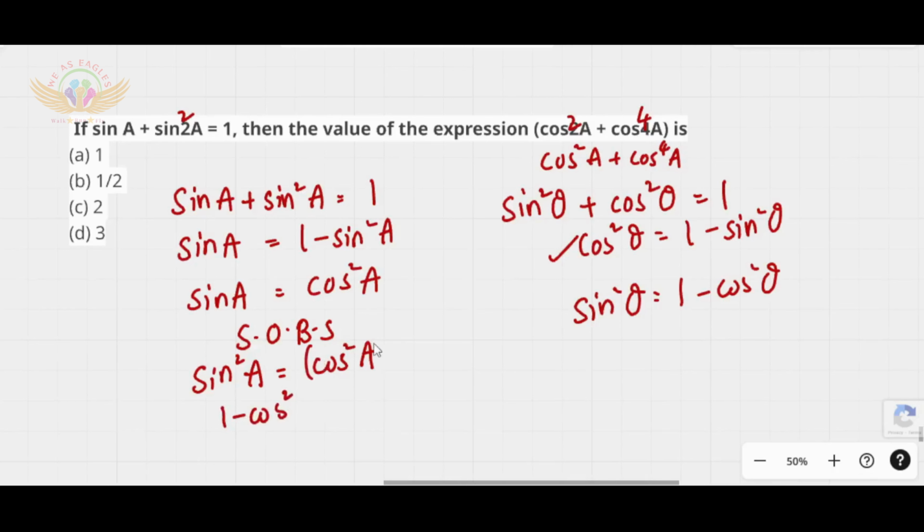This is also squaring on both sides, right? Sorry. Cos square A is equal to cos power 4A, 2 into 2, okay? Cos power 4A, 1 minus cos square A. So cos power 4A, this minus cos square A I'm sending here, becomes cos square A will be equal to 1. That is what the question is asking. So the value is 1.